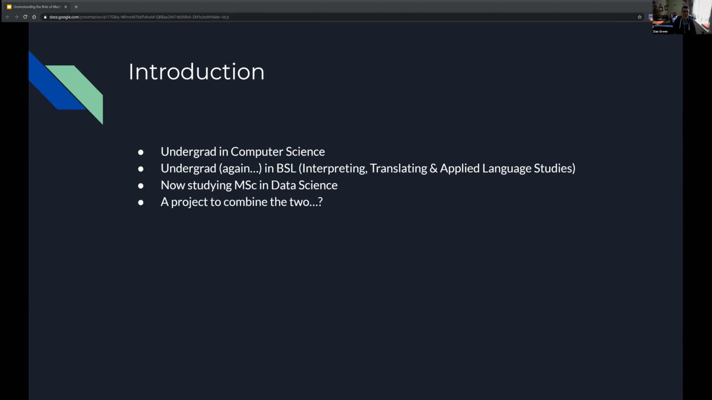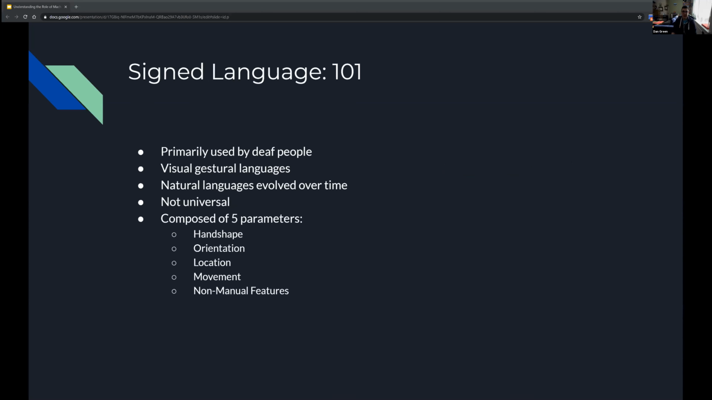And so finishing that degree in 2019, I actually started this MSc in data science. So I have come back to computer science, I've come back into the fold. And now when I was looking at my MSc project, what I was really wanting to do is find something that combines the two rather disparate fields of interest and find a project within computer science that looks at BSL. And this is what this project seeks to do.